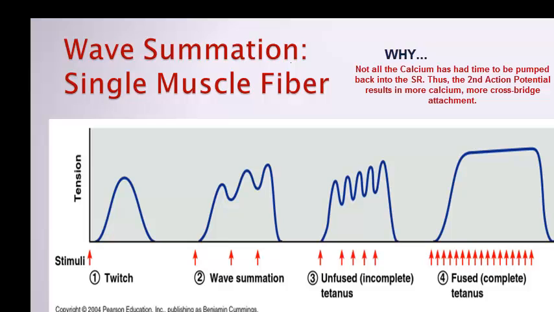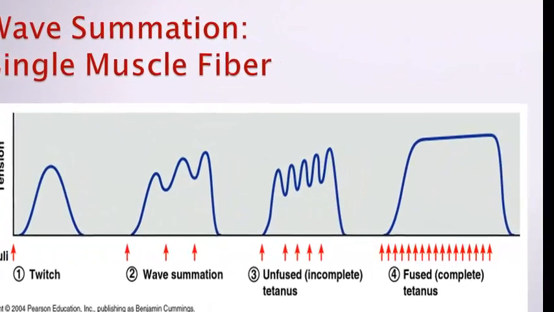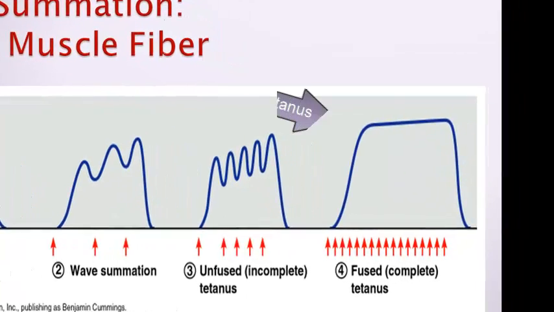But during this phase in which we're looking at wave summation, between the first and the second electrical event, not all that calcium was taken back up by the sarcoplasmic reticulum, meaning that when the sarcoplasmic reticulum is triggered by the second electrical event to release calcium, it has to release less calcium to start the contraction because there's already calcium present in the cell. By adding more calcium inside that cell, it can cause more cross-bridge attachments to occur. So notice it gets stronger, we're building up momentum until we reach that magical point called tetanus.